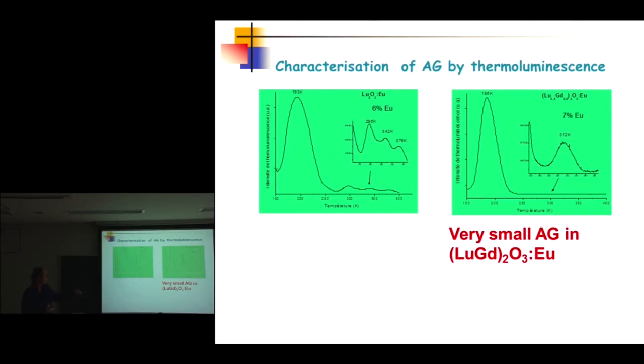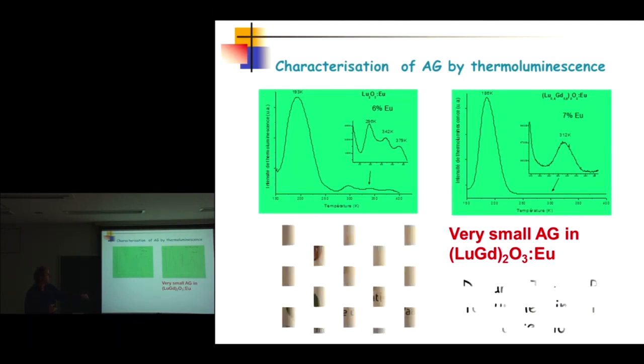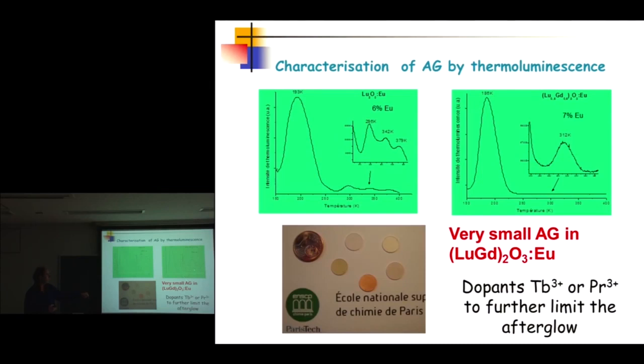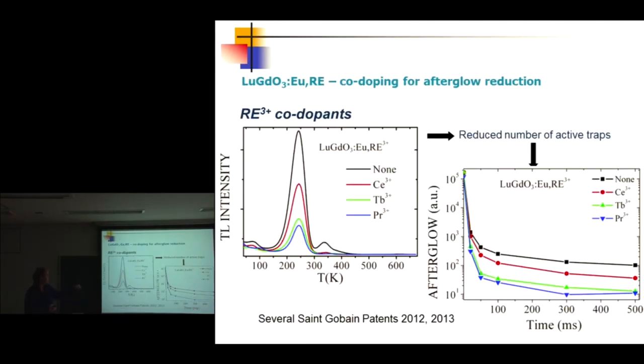And you see that when you decrease this thermoluminescence peak, there is no more afterglow. Here there is very low afterglow. I will show you in 1 minute. And here there is a very strong afterglow. So this is the decrease of the afterglow when you are moving from one kind of material to another kind of material. So that was a recent patent that we got with Saint-Gobain for this kind of apparatus.